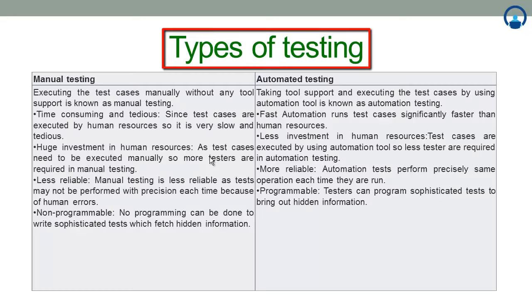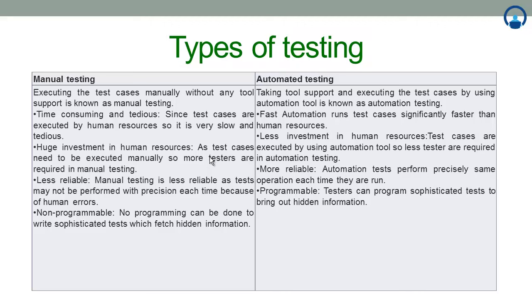Now moving on to types of testing. Basically we have two types of testing. First is manual testing, and then we have automated testing. In manual testing, as the name suggests, executing the test cases manually without any tool support is known as manual testing. And if you're taking help of some tool for the testing, then that is termed as automated testing. Selenium is one of the popular examples of automation testing.